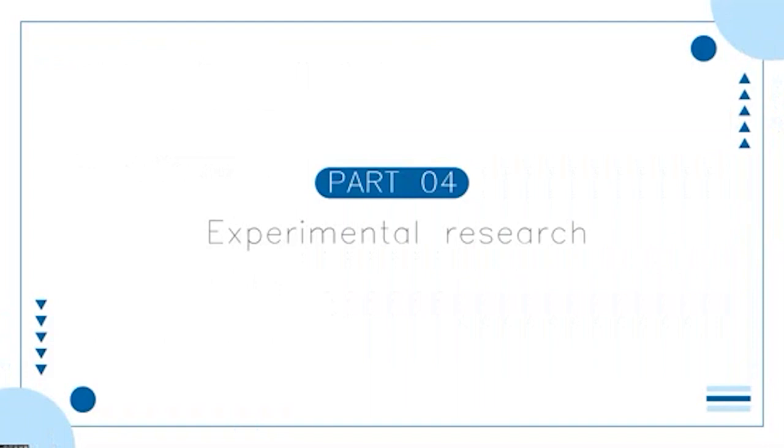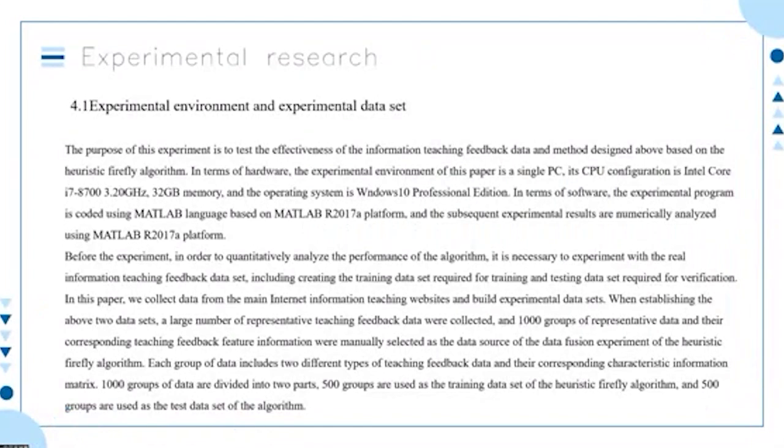And the part 4 is the experimental research. Experimental environment and the experimental data set. The purpose of this experiment is to test the effectiveness of the information teaching feedback data and method designs based on the heuristic Firefly algorithm.